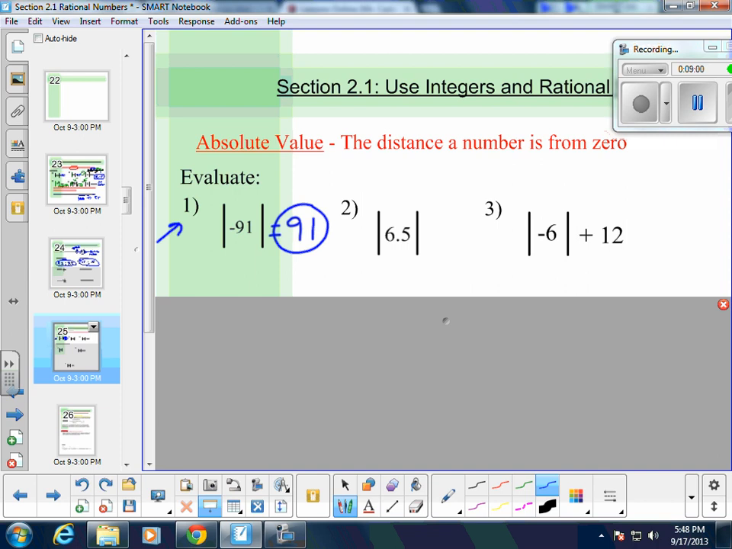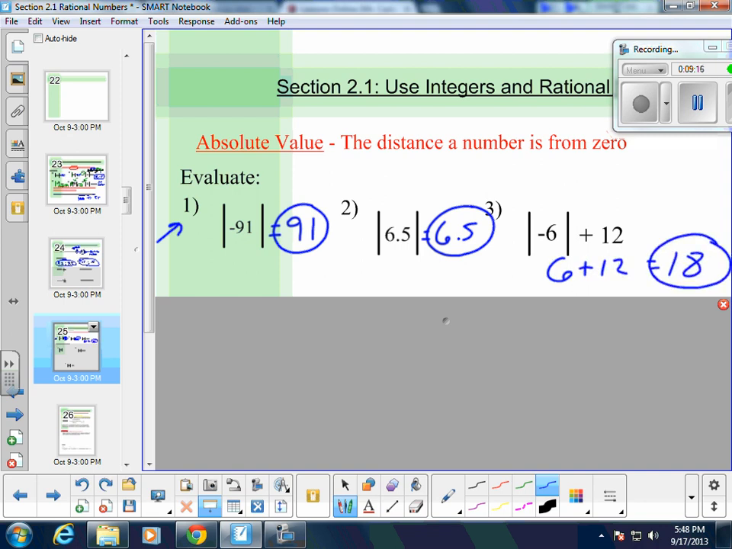Absolute value of 6.5 is 6.5. It'll be 6.5 units away from 0. So 6.5 is the answer. And number 3, kind of like I had on the first page, absolute value of negative 6 is 6. And then plus 12, that gives me 18.